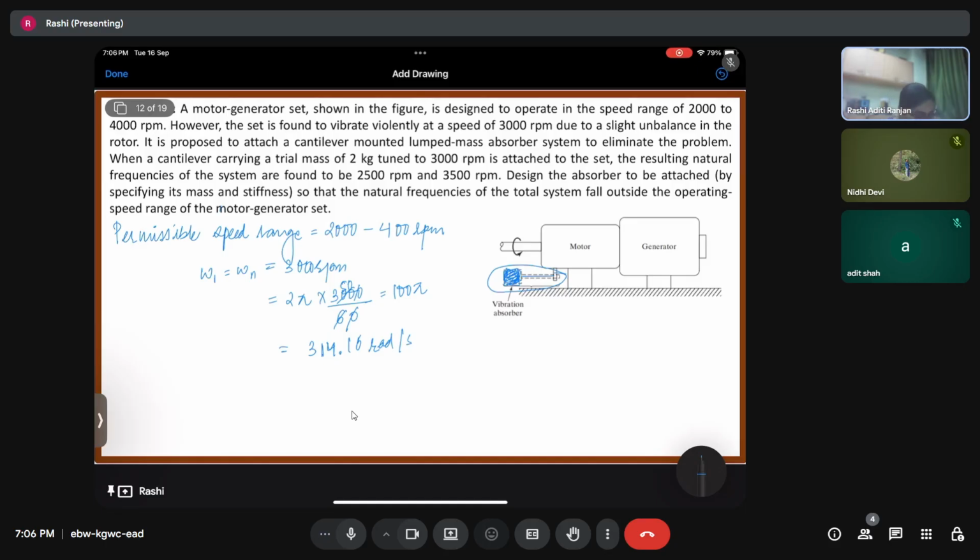When a cantilever carrying a trial mass of 2 kg tuned to 3000 RPM is attached to the set, the resulting natural frequencies of the system are found to be 2500 RPM and 3500 RPM. Okay, so the first trial where we have M2 as 2 kg, and it is tuned to 3000 RPM. K2 we don't know as of now, but it is tuned such that 3000 RPM results in 2 peaks.